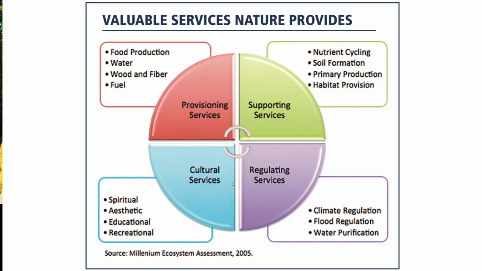If we look at these four pillars of services, looking at provisioning, supporting, regulating, and cultural, we can break it down like the Millennium Ecosystem Assessment did in 2005 to specific types. So, with provisioning, we're thinking about food production, water, wood, fiber, and fuel. Our supporting services are nutrient cycling, soil formation, which we will close up today's lecture with a lengthy discussion about, primary production, and habitat provision. Our regulating services, this is long term, this is big picture: climate regulation, flood regulation, water purification.